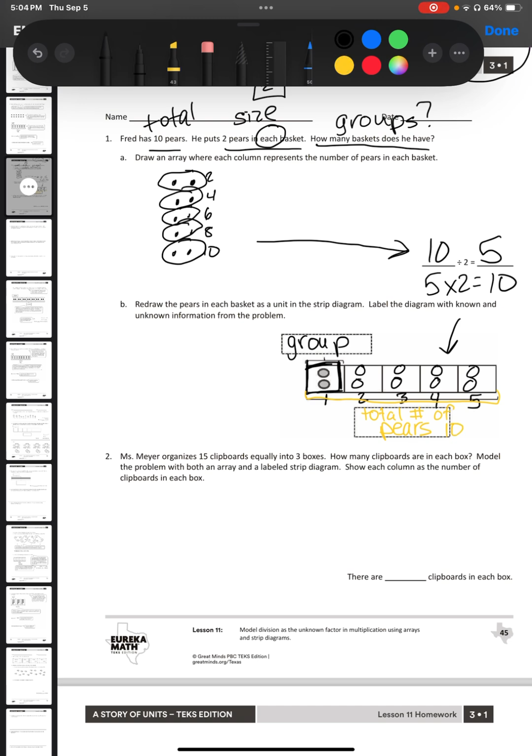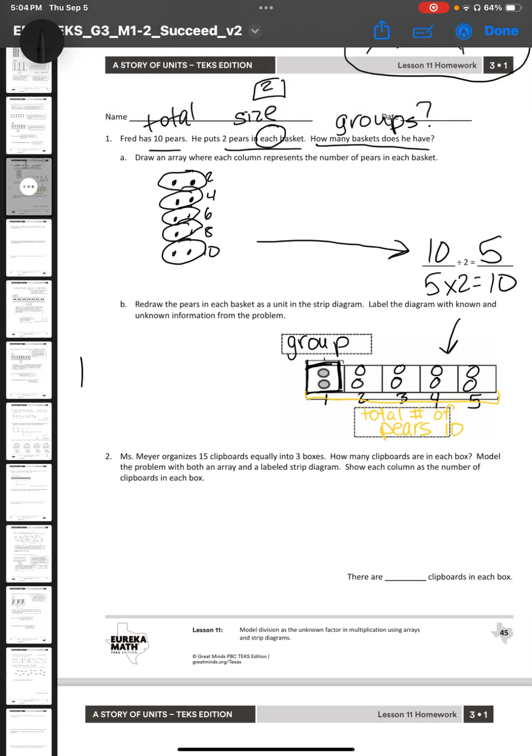Now, I want to take a minute and draw a strip diagram over here. And what I will tell you is, this strip diagram has nothing to do with this problem, it's just a quick strip diagram.